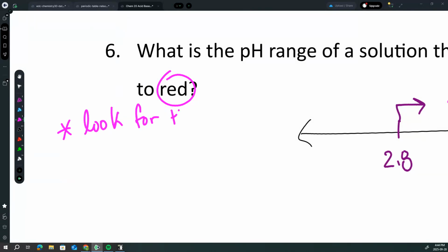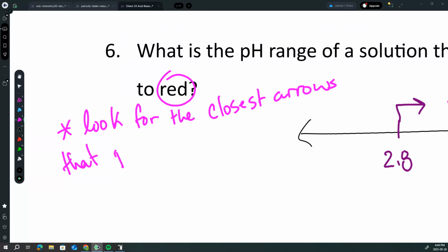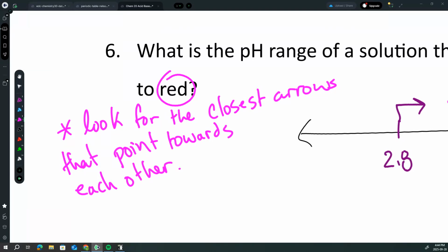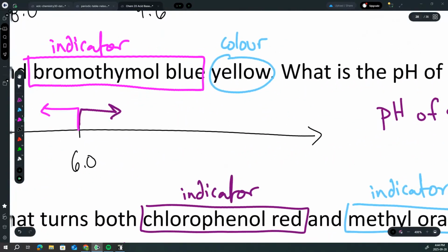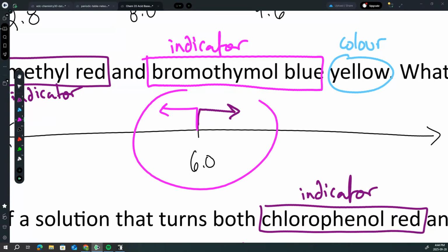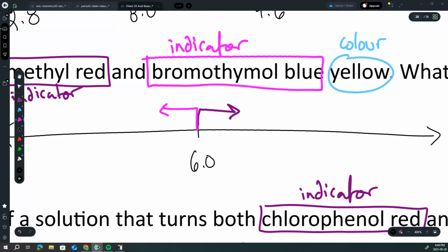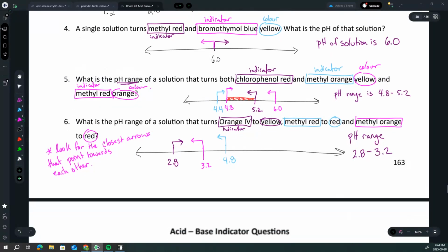I'm just going to write out what I've been saying here. Look for the closest arrows that point towards each other. That's what you'll be looking for 99% of the time. The only other option would be if you have this situation: just pick where they overlap. In this case, it was just at a pH of 6 exactly.